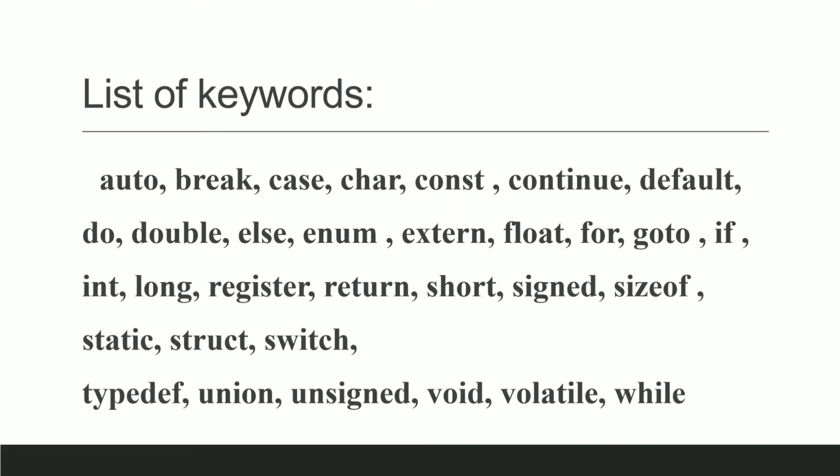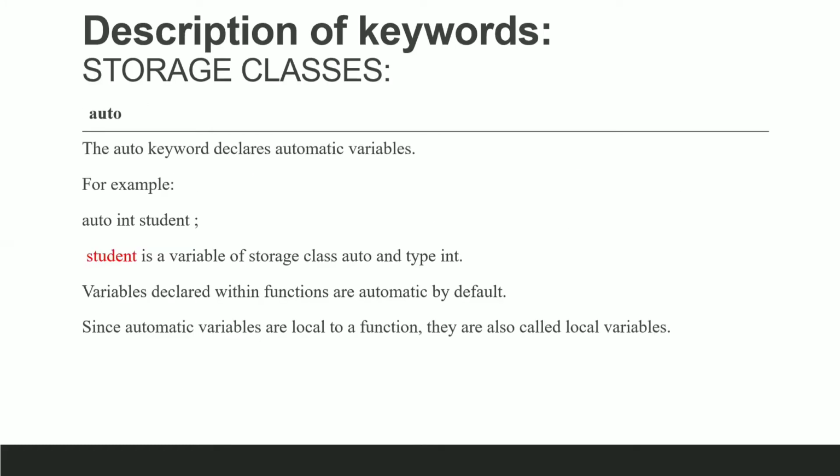Now we will see what does each and every keyword mean in C and when to use them. First we are going to see storage classes. There are 4 storage classes and keywords we use are auto, extern, register, and static. Auto keyword is used to declare automatic variables. It is used for specifying a storage duration. If you use auto, it will have automatic storage duration. Automatic variables are local to functions, so we can call them as local variables.